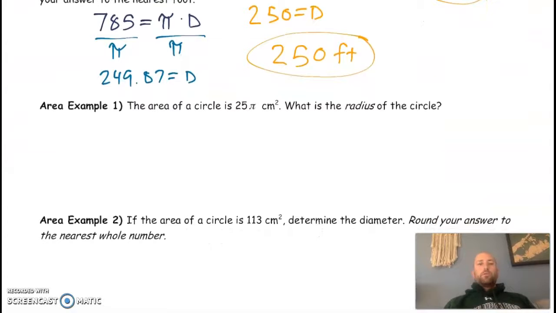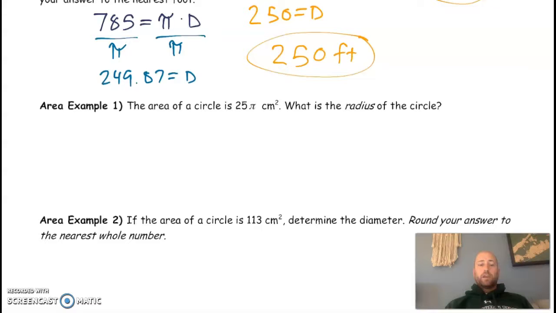Okay, hopefully you did those well. We are now going on to area. So area has a little bit of a different process. It starts very similar, but now because of the radius squared, we have to do the inverse of squaring. What is the inverse of squaring? Well, the inverse of squaring is taking the square root, and that's going to be our last step when we go backwards using area.